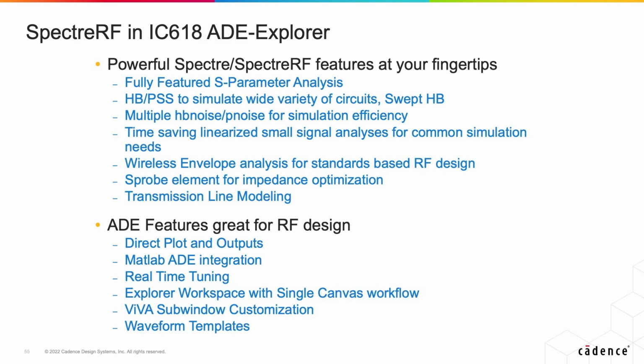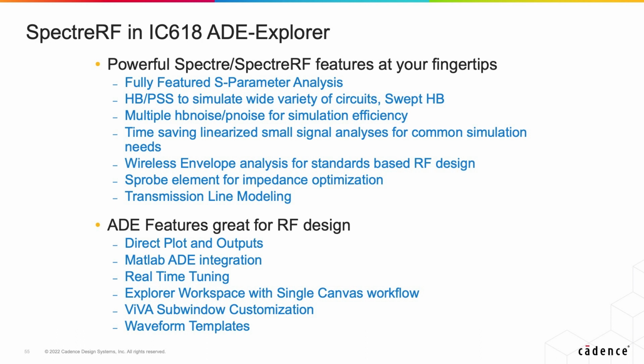And this is a few things I think everyone should know if they are doing Spectre RF. This is not related to the algorithms per se, but these are good to know if you are not aware that we have them. So we have fully featured S parameter analysis with S parameter noise and S probe. Not sure if you ever use it, but it's there. And then HB PSS, of course, and then we can do swept HB. We can sweep large tones as well.